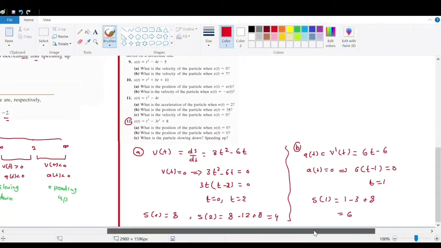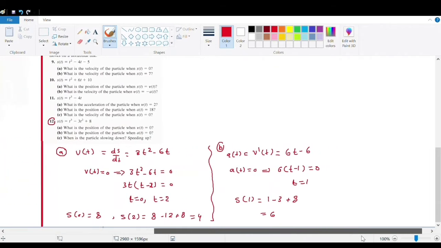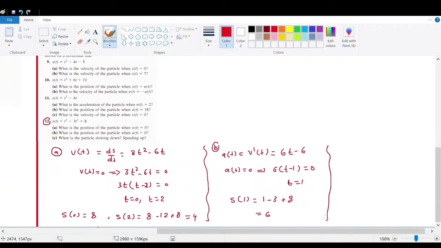Then part C: when is the particle slowing down and when is the particle speeding up? For part C, we know that the particle is speeding up if the velocity and acceleration have the same sign. If they have opposite algebraic signs, that means they are slowing down. So here we just need to make a table for V(t) and A(t).